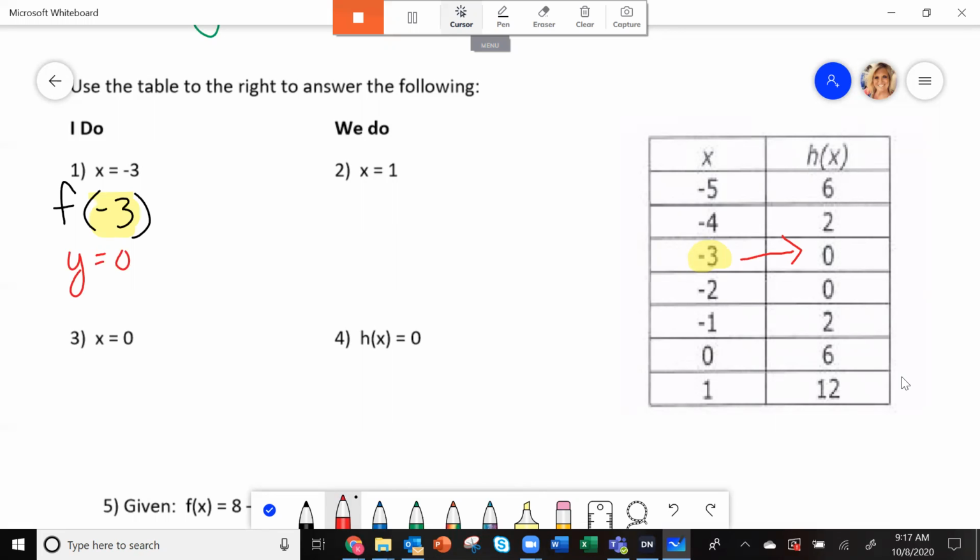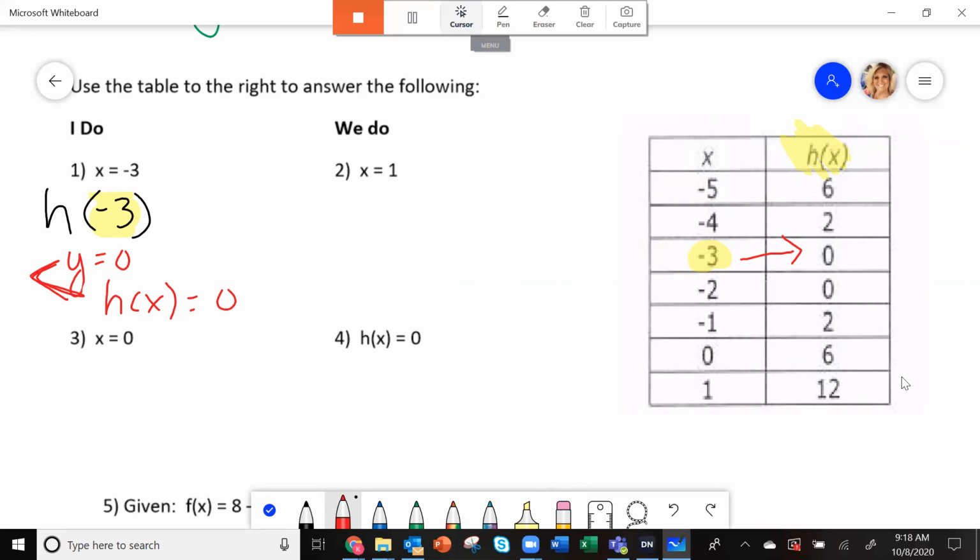I'm going to back up a second because in the table, they're not using f of x, they're using h of x, which doesn't matter, it doesn't matter what letter you use out here. So this is going to be h of -3. So y equals 0, that's the same as saying h of x equals 0. These two things mean the same thing. y equals 0 and h of x equals 0.